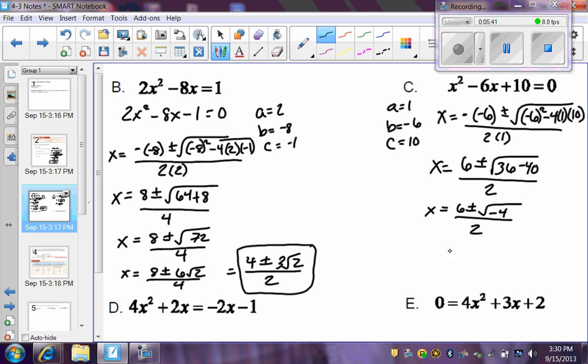Square root of negative 4 simplifies to 2i, so that gives me x equals 6 plus or minus 2i over 2. And 6 and 2 are both divisible by 2, so you can reduce that to 3 plus or minus i. And that's where your answer will be left.